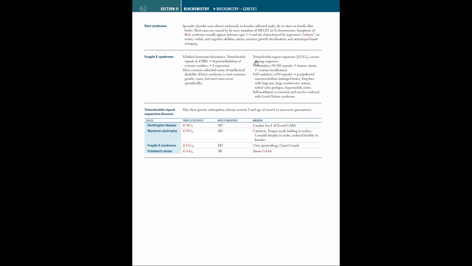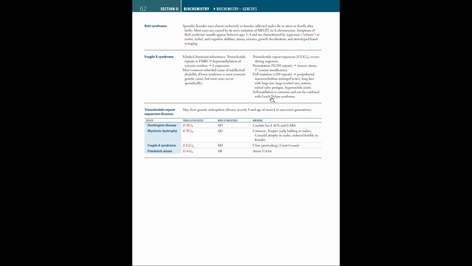This trinucleotide repeat expansion occurs during oogenesis, and premutation, which is 55 to 200 repeats, leads to tremors and ataxia, and primary ovarian insufficiency, whereas full mutation, which is more than 200 repeats, leads to postpubertal macroorchidism, which is enlarged testes, long face with a large jaw, large everted ears, autism, mitral valve prolapse, and hypermobile joints.